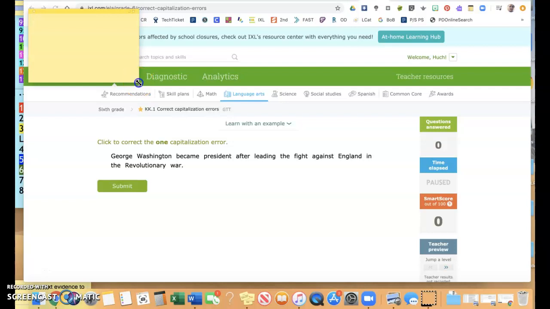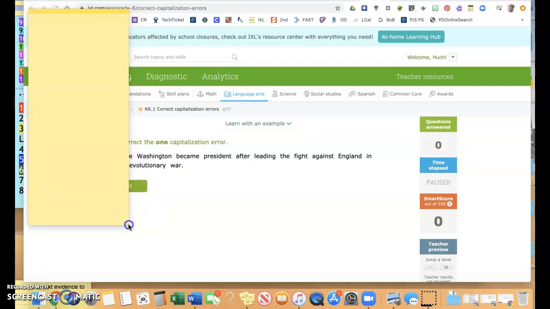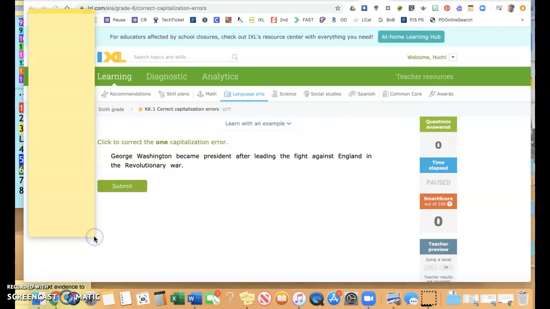I'm going to take you through KK1 today, which deals with correcting capitalization errors. Before we start, let's talk about things that you know you need to capitalize. First things first, you always capitalize the start of a sentence. You also capitalize the start of a sentence in a quote.